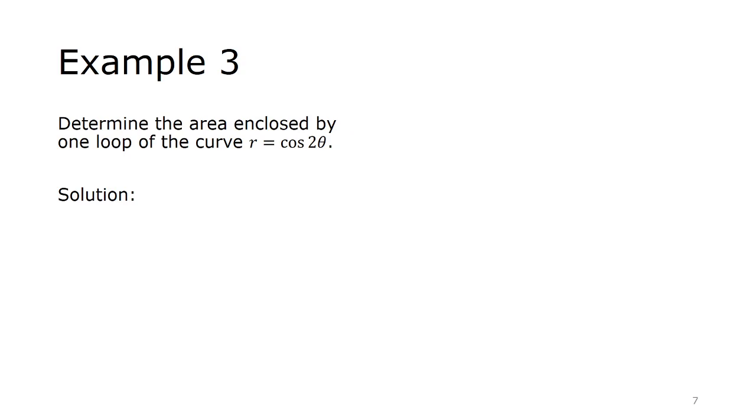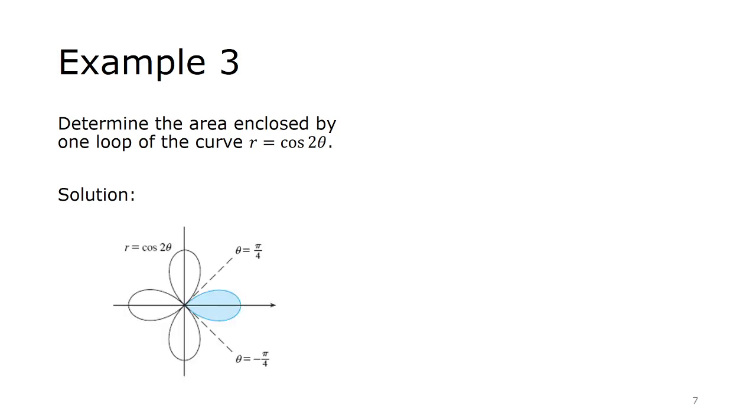Let's try one. So we've got the curve r equals cosine 2 theta, and we want to know what is the area enclosed by one single loop. As a reminder, that is a rose with 2 times 2 equals 4 petals. Since it's a cosine-based rose, we know that one of the petals does max out along that angle of 0.